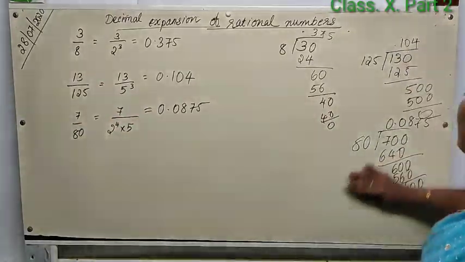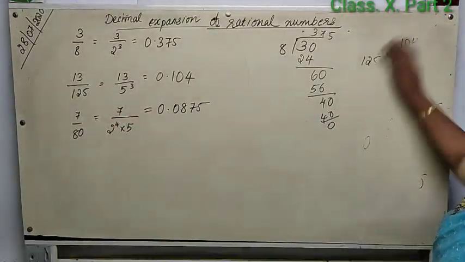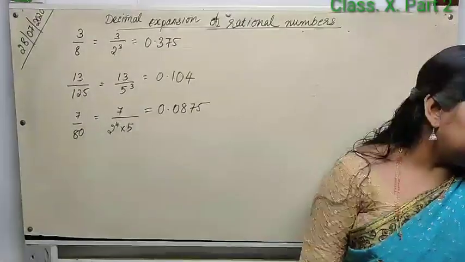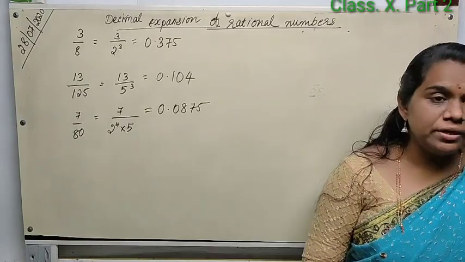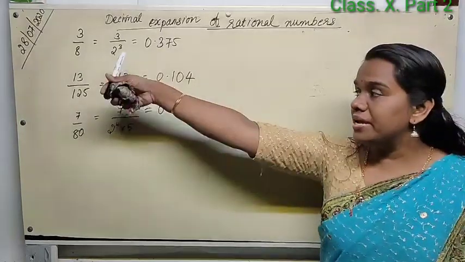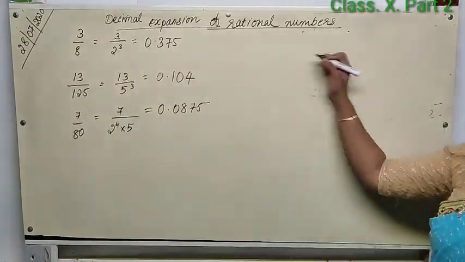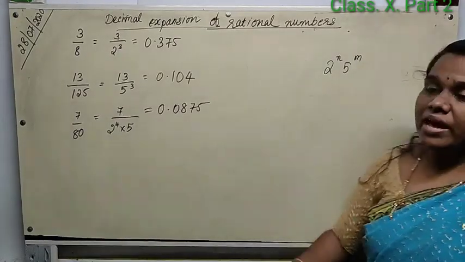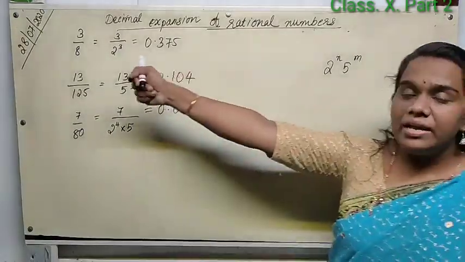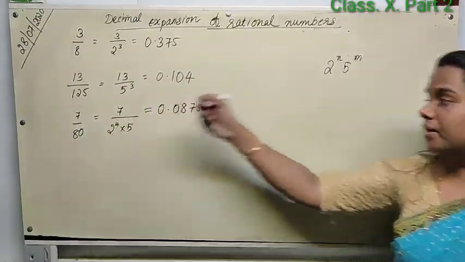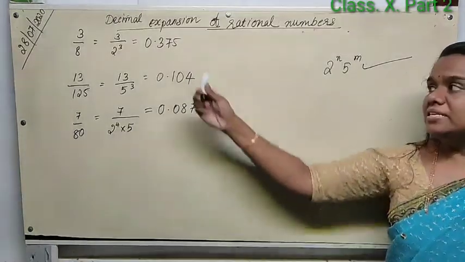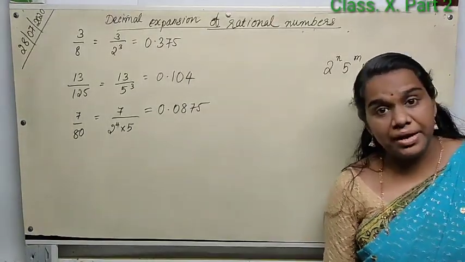Actually, we have done all these. Now what we are going to conclude: in the previous theorem, theorem 1.5, we studied that if a rational number's decimal expansion terminates, then its denominator will be of the form 2 raised to n, 5 raised to m. Now we say that if the denominator of a rational number is of the form 2 raised to n, 5 raised to m, then its decimal expansion terminates.